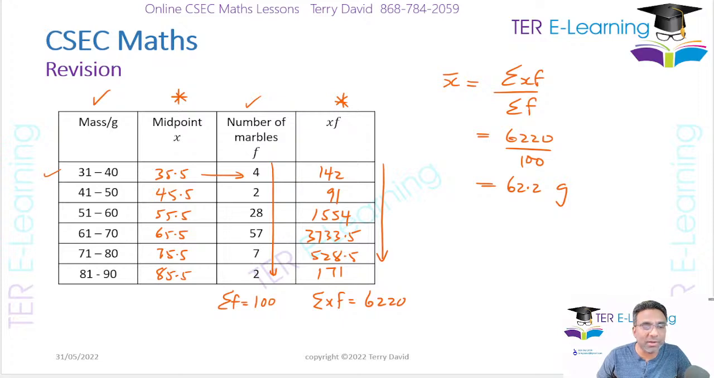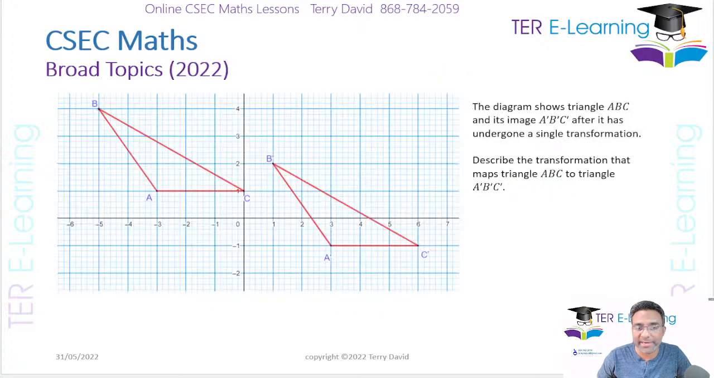So something else that I wanted to look at, right? You all know that you're getting transformations in the exam, right? You're going to get questions pertaining to transformations in the exam, right? So here's what we have here. The diagram shows triangle ABC and its image A prime, B prime, C prime after it has undergone a single transformation. Describe the transformation that maps triangle ABC to triangle A prime, B prime, C prime. See if you all can tell me what kind of transformation this is.